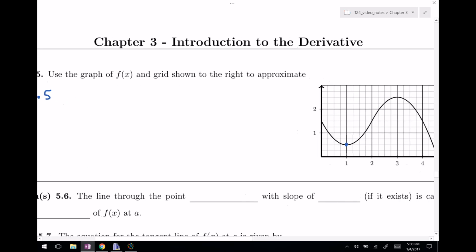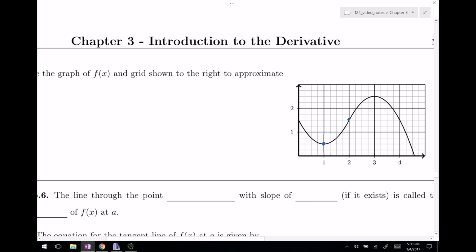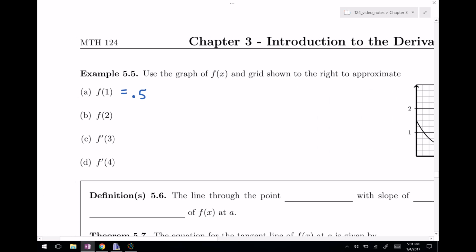F of 2. So this is the height of the function when x is equal to 2. Okay, this seems halfway between 1 and 2, so that's going to be 1.5 based on the graph there. And now here's where, oops, that equal sign almost looked like a negative. All right, this is where we really get into the calculus, right?